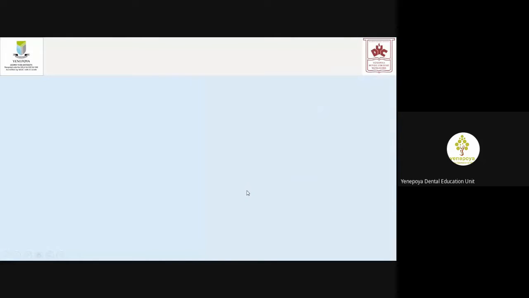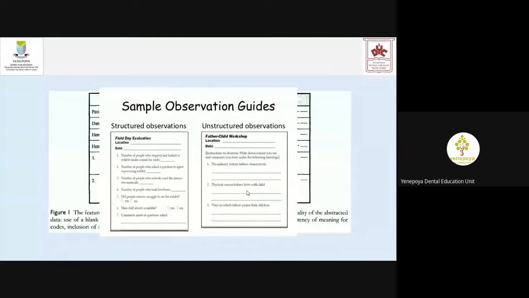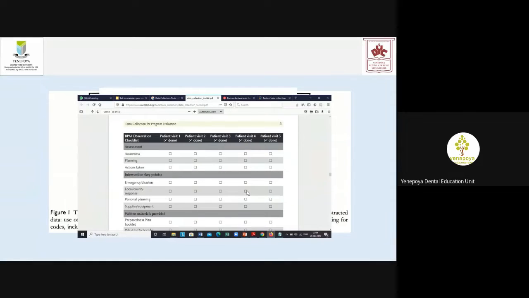Okay, this was the checklist before previously. This is the data abstraction form. You can see that it is nicely designed. This is the example of a sample observation guide for a field day. This is the example for the program evaluation sheet. So I'll skip this and come to, yeah.